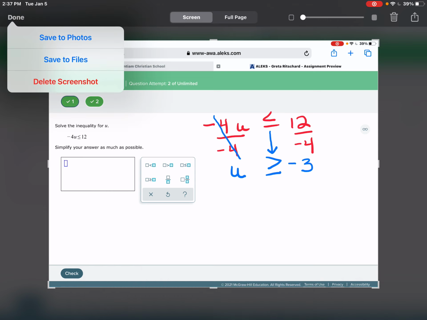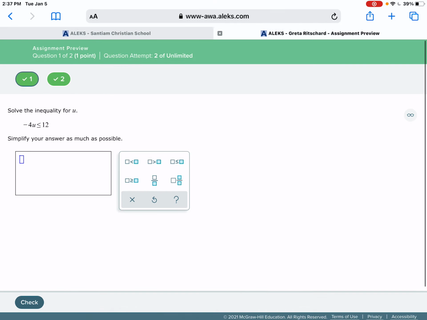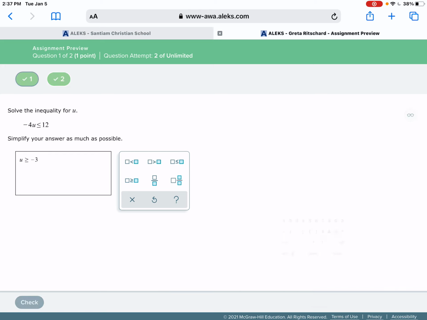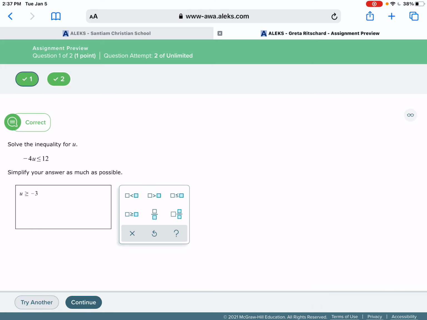U is greater than or equal to negative 3 if I remembered to write that correctly. Very good. Hope that helps.